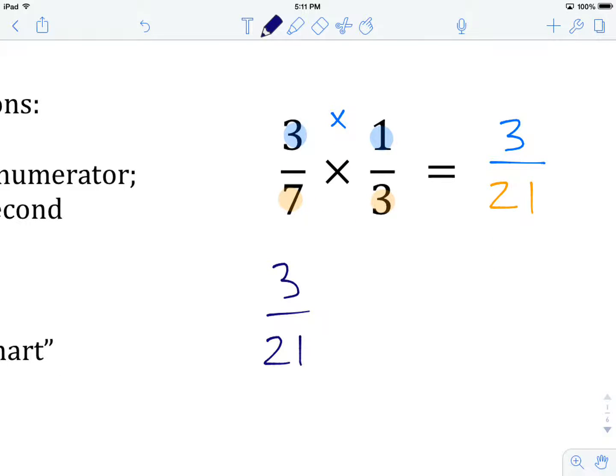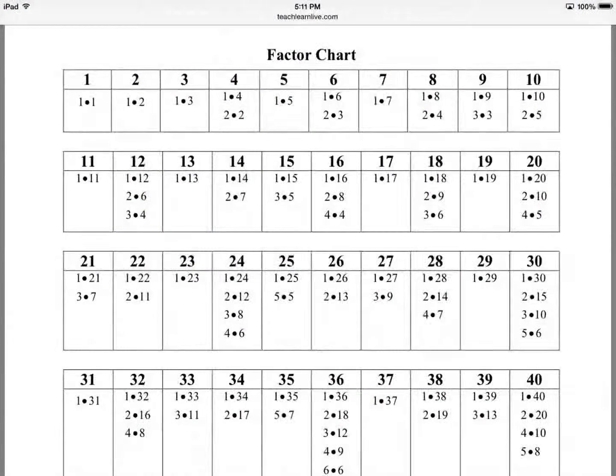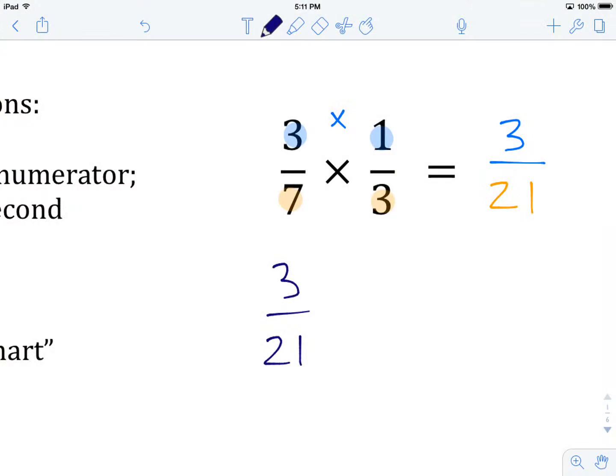But again, we want to see if there is a factor that's common to both our numerator and our denominator that we could divide by to get our fraction into the lowest equivalent term. So let's go back over to our factor chart and have a look. We're looking for 3 and 21, so there's 3, there's 21. The factor that is common to both, that's the largest, is 3. So 3 we are going to use here.